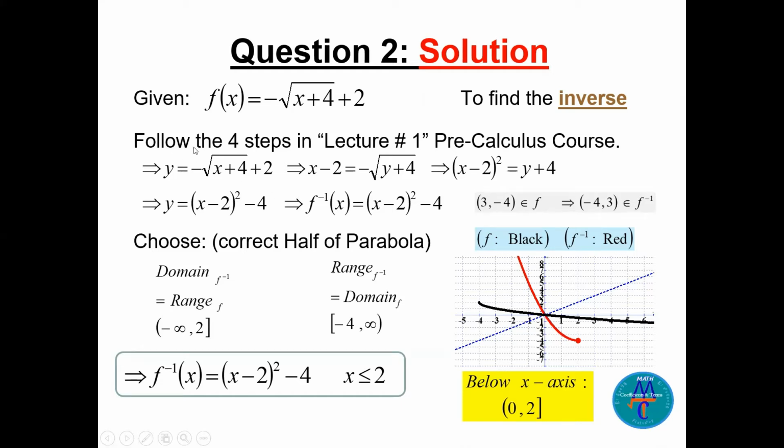Now let's find the inverse using the 4 steps in lecture number 1 from the pre-calculus course. So we put f of x as y, then we interchange x and y, square both sides, then we get y equals x minus 2 squared minus 4. Now this is the inverse. F inverse of x will be x minus 2 squared minus 4. Now be careful, you cannot leave the answer like this.